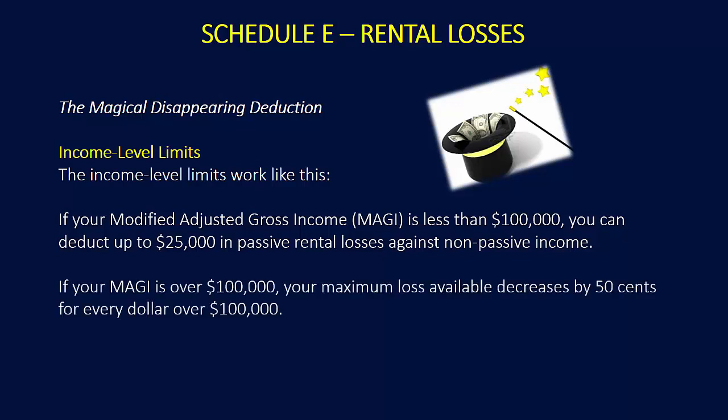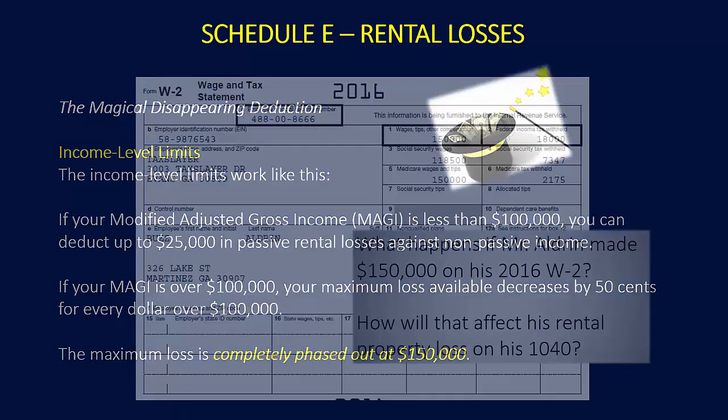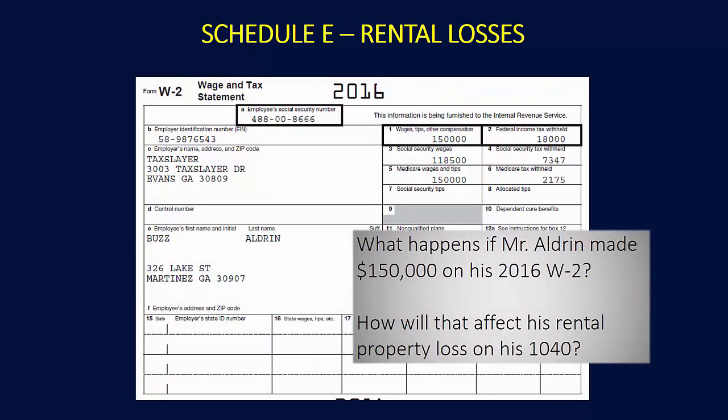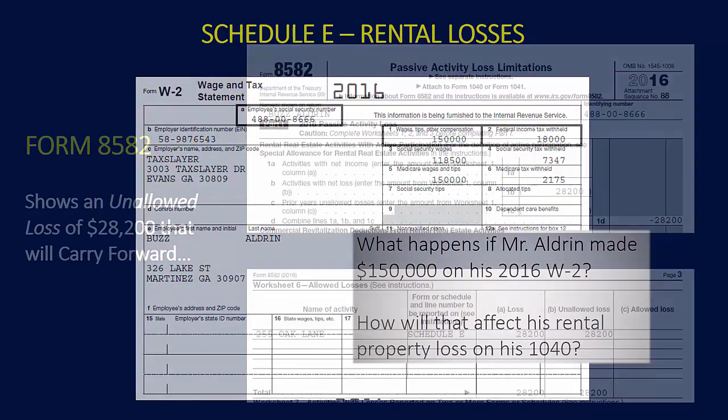If your modified adjusted gross income is over $100,000, your maximum loss available decreases by 50 cents for every dollar over $100,000. The maximum loss is completely phased out at an income level, a modified adjusted gross income level of $150,000. So, what happens if Mr. Aldrin made $150,000 in Box 1, his wages, on his 2016 W-2? How's that going to affect his rental property loss that we've calculated on his 1040?